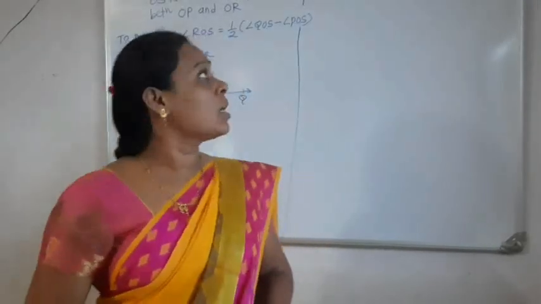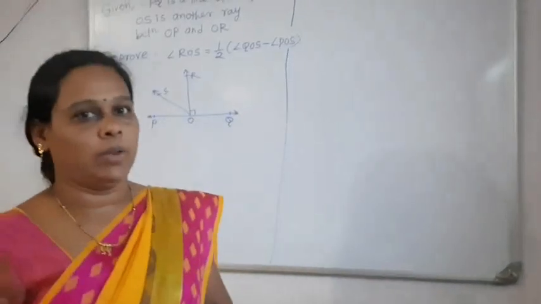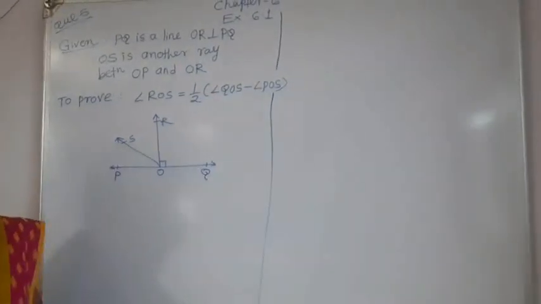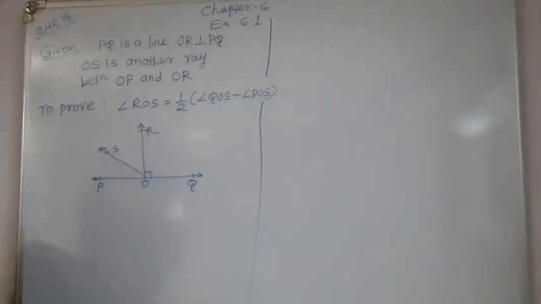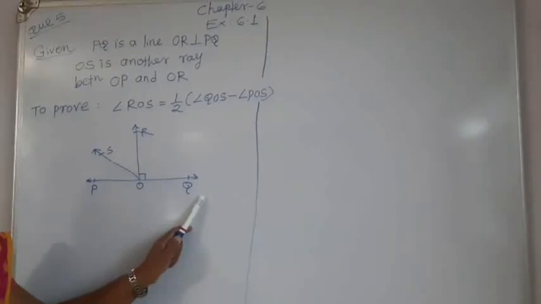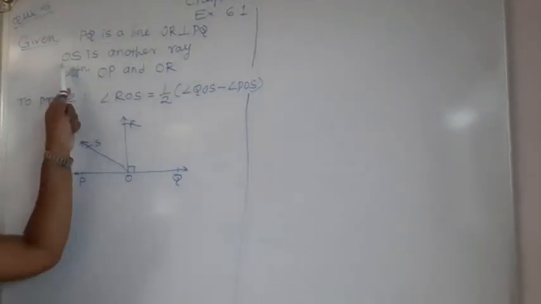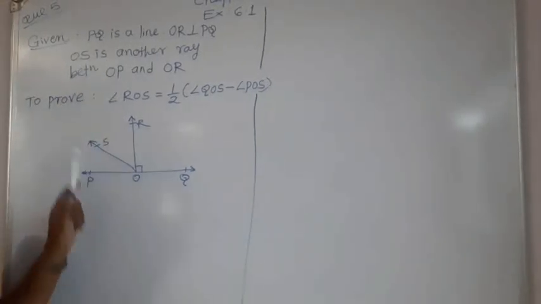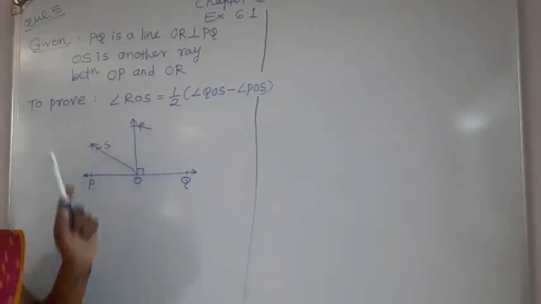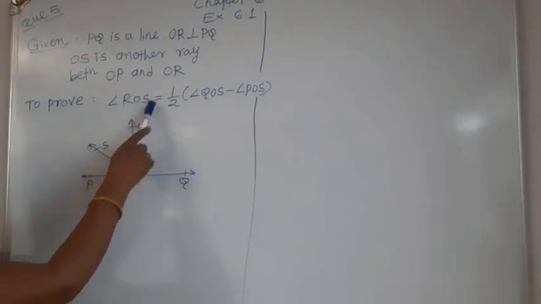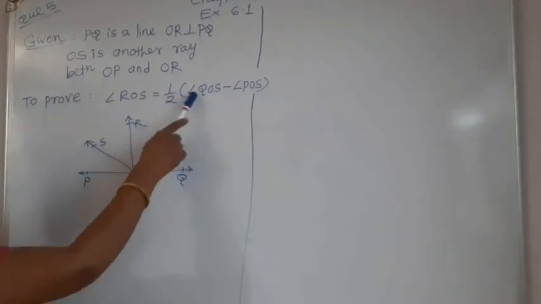This question, exercise 6.1, question number 5. It is the proof. See the figure and given things here. Which things are given here? PQ is the line. OR is perpendicular to PQ. And OS is the ray between OP and OR. These things are given and you have to show that angle ROS is equal to 1 by 2 angle QOS minus angle POS.